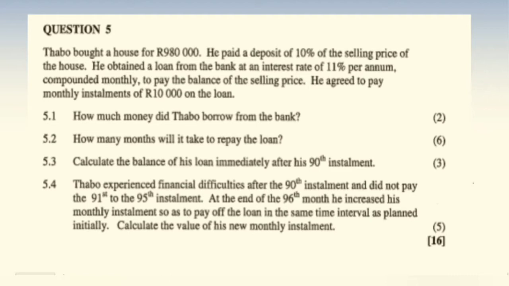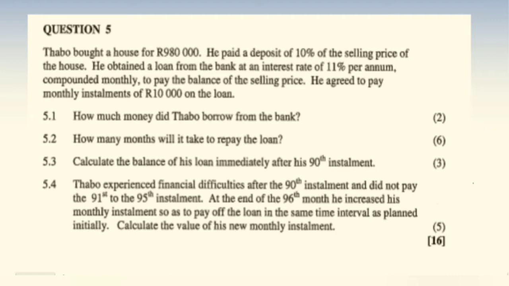Let us do this question. Tabo bought a house for R980,000. He paid a deposit of 10% of the selling price of the house. He obtained a loan from the bank at an interest rate of 11% per annum, compounded monthly, to pay the balance of the selling price. He agreed to pay a monthly installment of R10,000 on the loan. First question, 5.1: How much money did Tabo borrow from the bank?